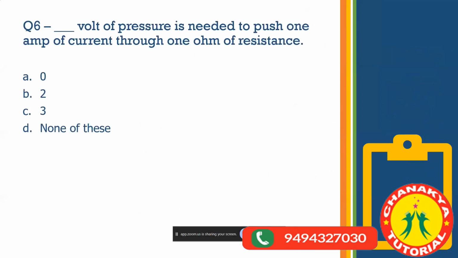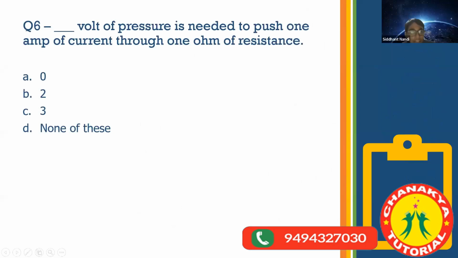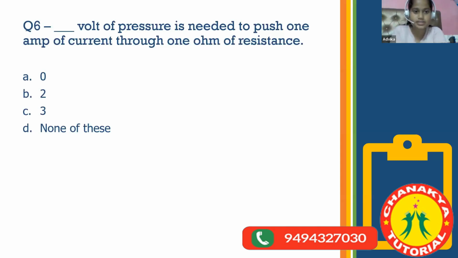Yeah, make it fast. Fill in the blank: dash water pressure is needed to push 1 amp of current through a 1 ohm resistor. Okay, team B. Voltage is equal to IR, current into resistance. So there's just 1 amp and 1 ohm. So maybe it's 1 volt of pressure.